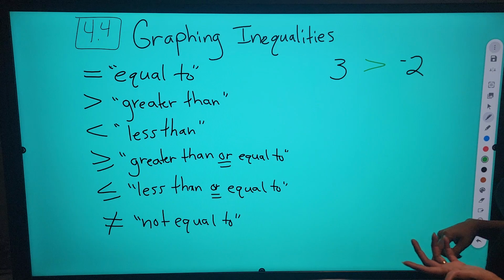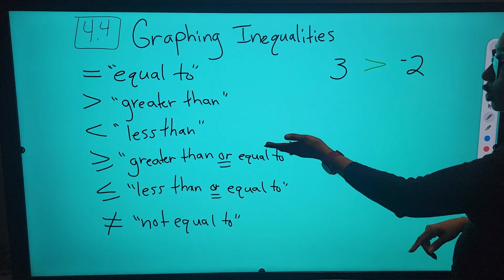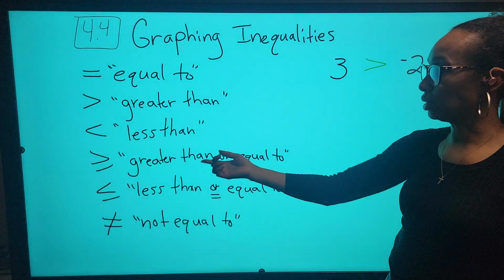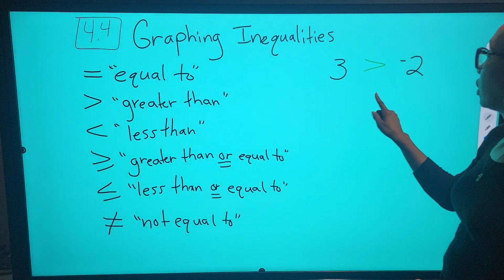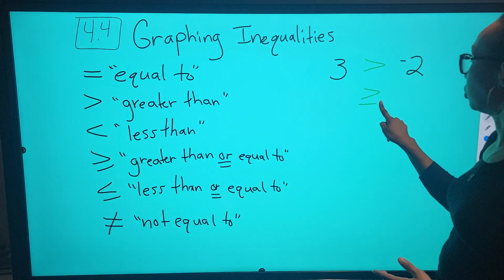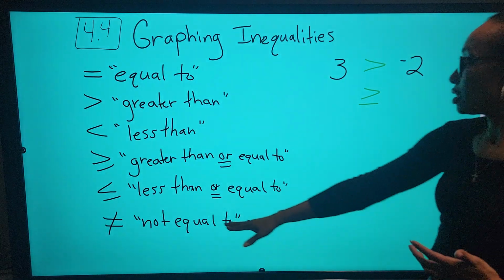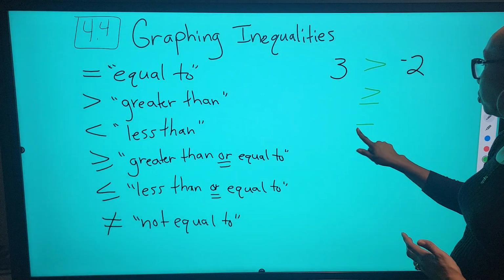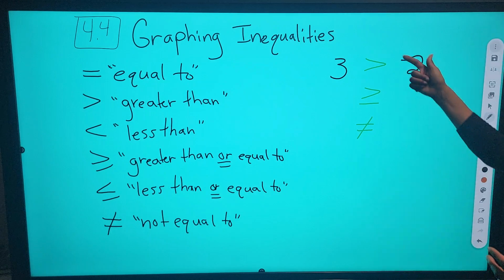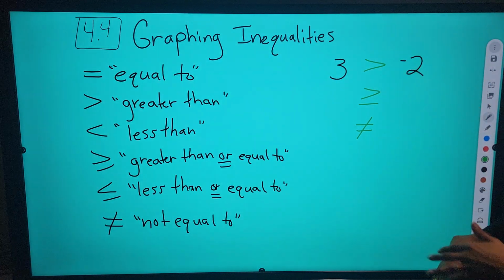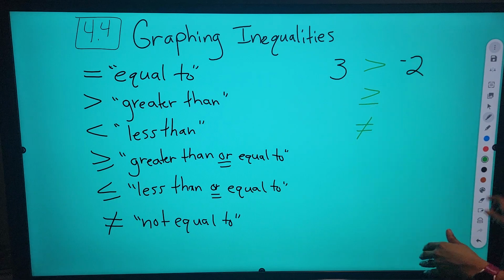But now we also have the ability to say that it's greater than or equal to, because it only has to fill one of these to be true. So I could say that it's greater than or equal to. Now it's not equal, but it is greater than. I could even say that it's not equal to. So we have a few different ways to show comparison of our values with these additional symbols.